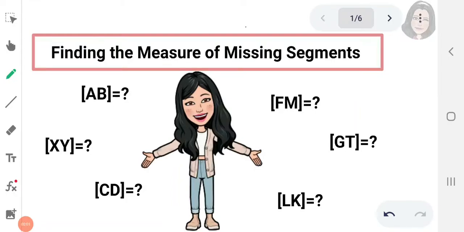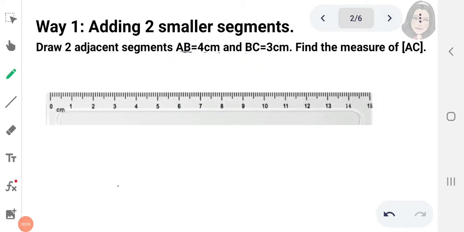Hi everyone, today's lesson is going to be about finding the measure of missing segments. There are 4 ways to do so, and the first way is adding 2 smaller segments together. For example, draw 2 adjacent segments, AB equal 4 centimeters and BC equal 3 centimeters. Find the measure of AC.